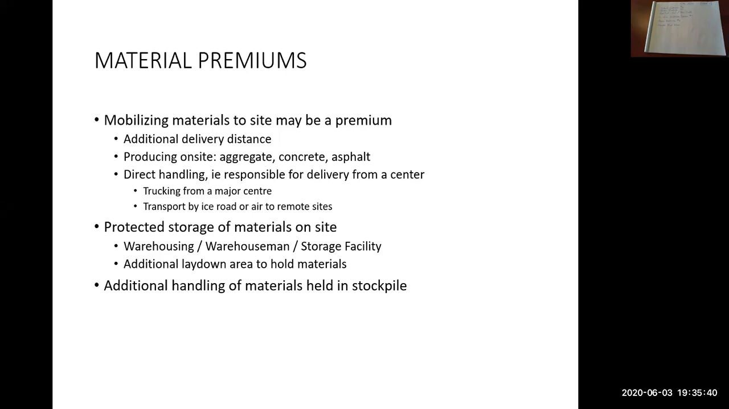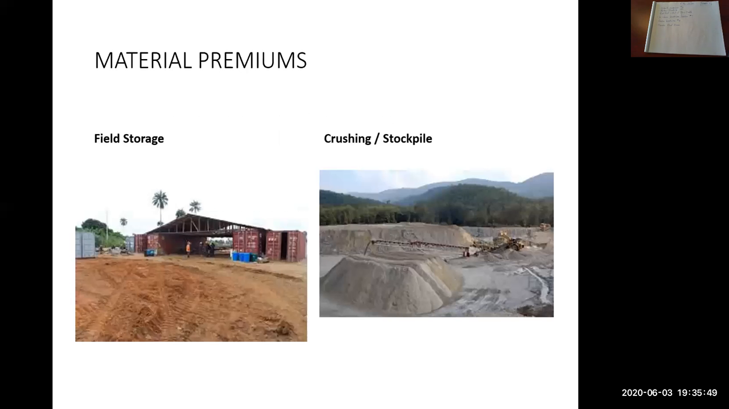So materials in stockpile, so you may have additional handling costs. The photo on the left is another example of site storage. So again, there's your multiple ship containers with some type of roof constructed. So you have a shelter here out of the wind, out of the rain, and then locked containers for your goods.